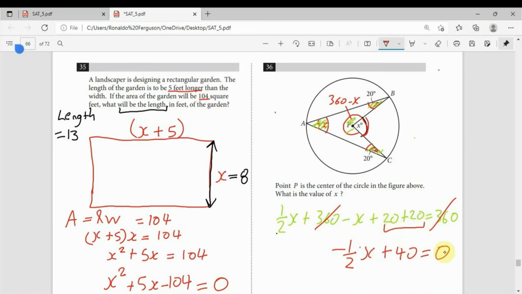That equals 0. Now, you can multiply through, well, let's not multiply. Let's stop making it complex. Bring over the minus half x to this side. So you'd have 40 equal to a half of x. And so if a half of x is 40, half of which number is 40? X must then be 80. So x is 80 degrees.